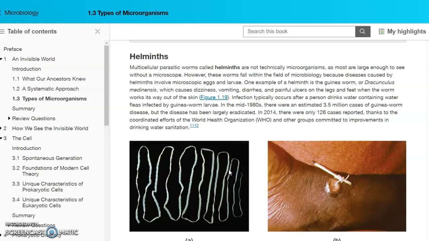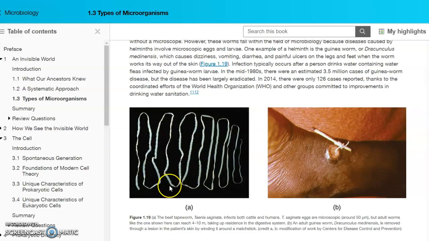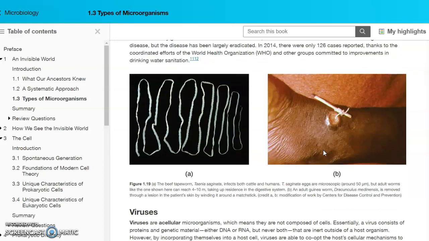You've got a couple of pictures here. Picture A is the tapeworm. Tapeworms can grow, they can get up to 6-8 feet long. And then you've got this other image here of an adult guinea worm, which are very tiny, still macroscopic. We can still see them with the naked eye, but very tiny little worms. And they actually erupt through the skin of an infected individual, and we'll talk about these later on. But we do consider the parasitic worms in microbiology.